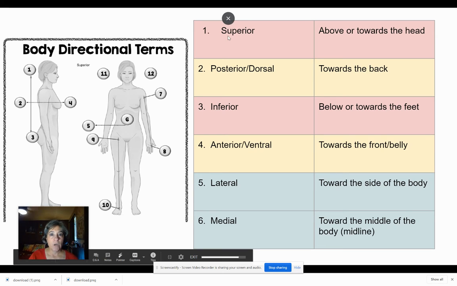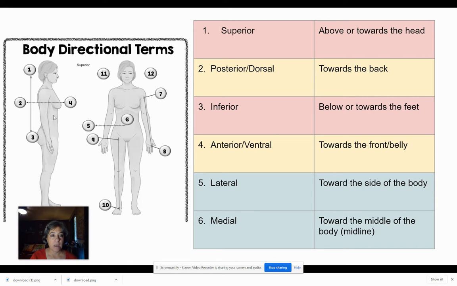Okay, so 1 and 3 are actually opposites. So here's number 1. If you notice, it's at the top of the body. Number 3 is at the bottom. So number 1 would be called superior. It means it's above or towards the head. And number 3, that's inferior, below or towards the feet.